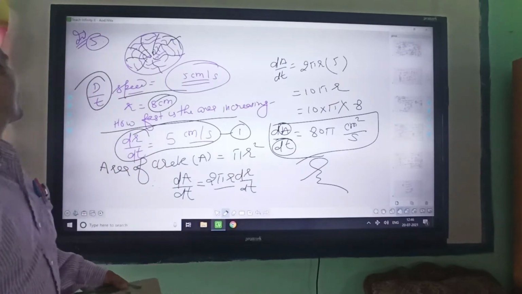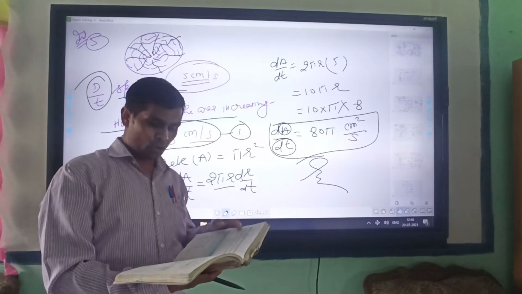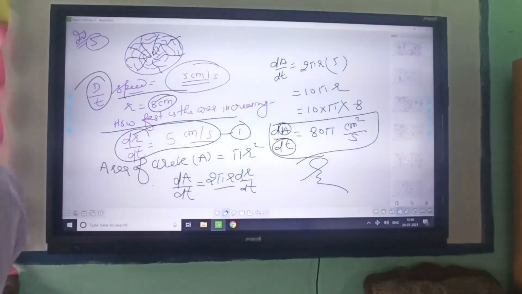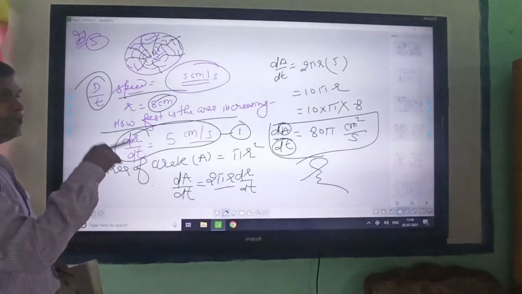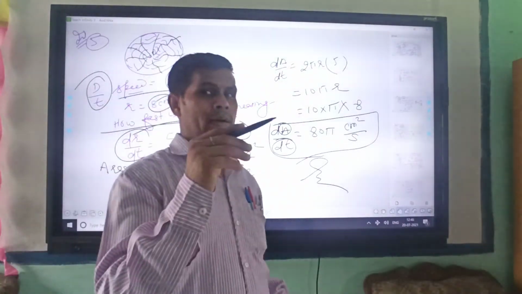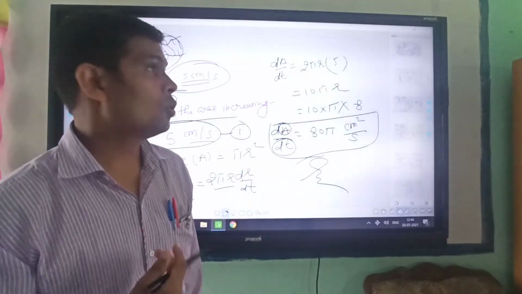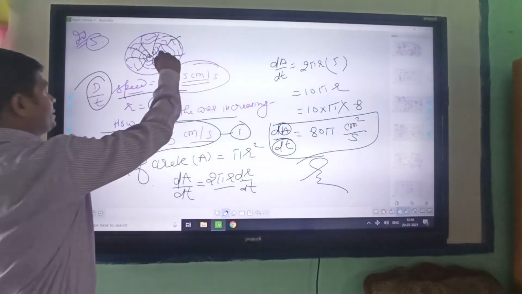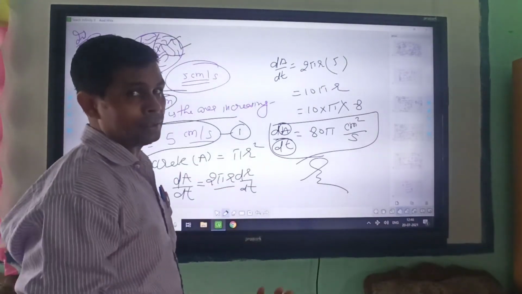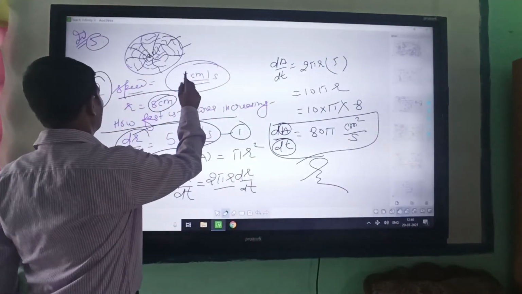Yes, this is an important question. Question number 5. A stone is dropped into a quiet lake and waves move in a circle at the speed of 5 centimeter per second. Here we are discussing a circle, because when a stone is dropped into the lake, waves move in the form of a circle. Since it is a circle, obviously there will be a radius. It is given to us as 5 centimeter per second.